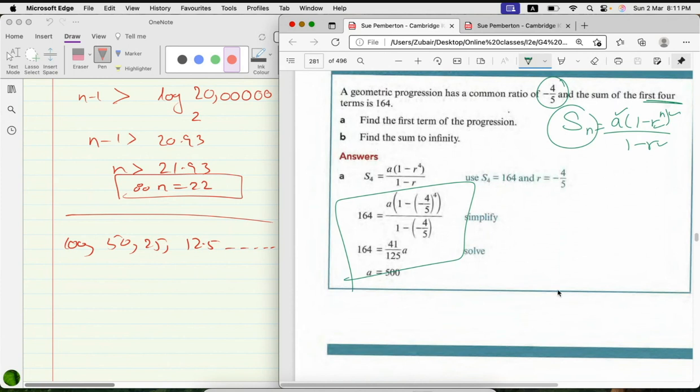Find the sum to infinity. So the sum to infinity is a over 1 minus r, where a is 500 and r was minus 4 by 5. Then we solve it: 500 over 1 minus minus, which is plus 4 by 5. I'm getting 2500 by 9.